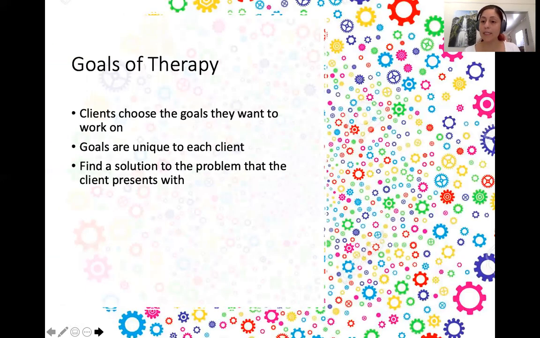The goals of treatment: remember that the client here is choosing what they want their goals to be based on their ideal view of what the future should look like. So the goals are going to be unique to each client. Ultimately, though, they're going to involve some way of finding and implementing solutions to the problem. At its core, the goal is to find and implement solutions to the problem. How exactly you do that, what the specific solutions are, what the problem is that you're tackling, that's going to be unique to the client, but ultimately, we want to find solutions that work.